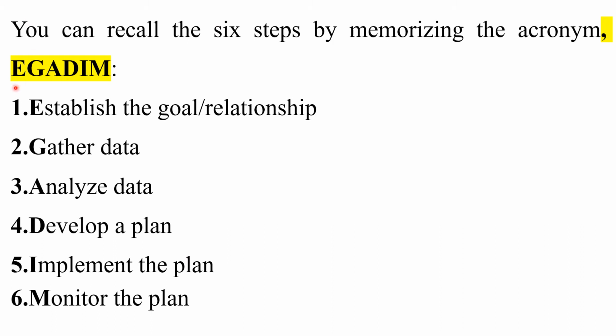So here we can memorize the acronym EGADEM so that we can easily recall the 6 steps in the financial planning process. Number 1, the E stands for establish the goal or relationship with the client. The G stands for gather data. A is analyze data. D is for develop a plan. I is for implement the plan, and 6 is for monitor the plan. So it's really easy for us to remember the financial planning process by memorizing the EGADEM acronym.